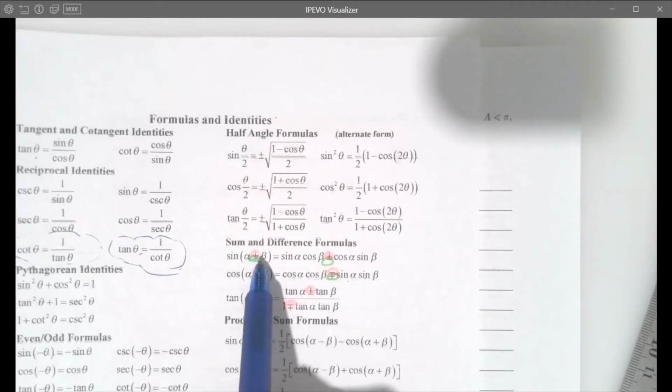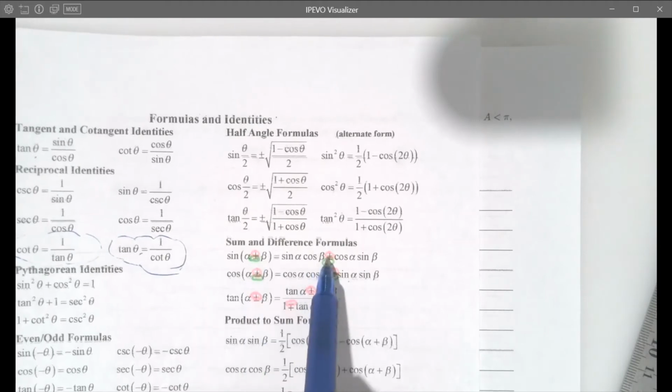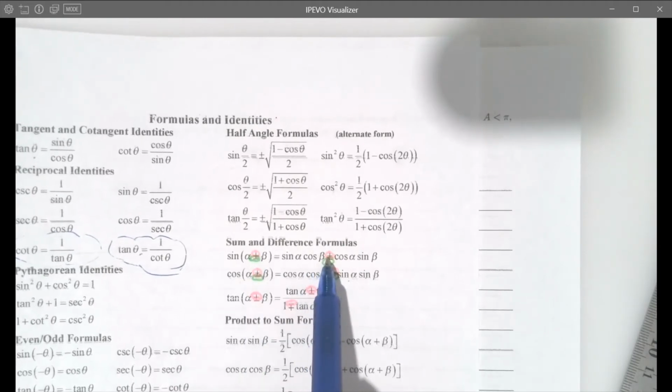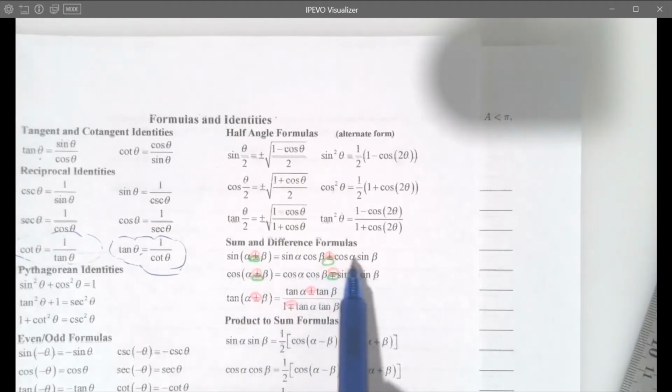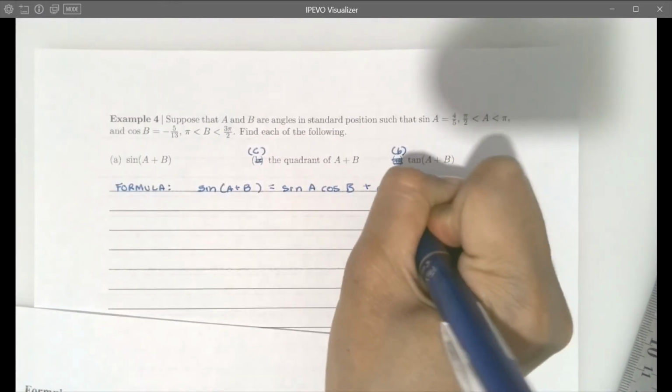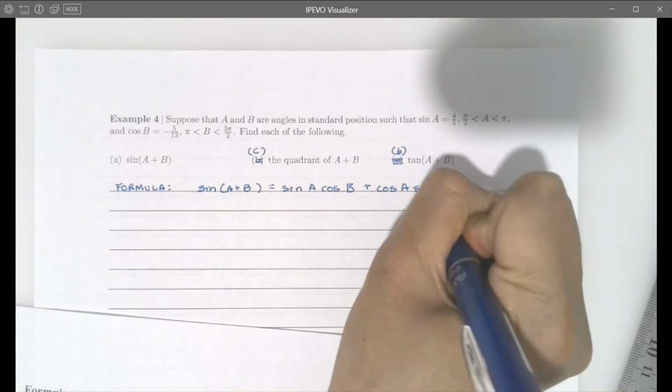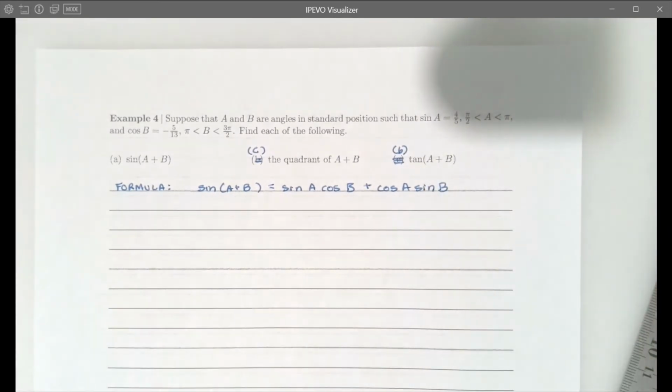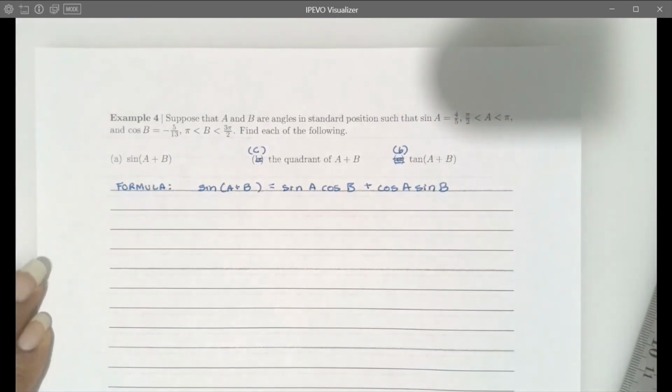And if we chose the top symbol on the left-hand side, we have to choose the top symbol on the right-hand side. So that'll be plus cosine of A times sine of B. Okay, so that's for part A. We need to find sine of A plus B.